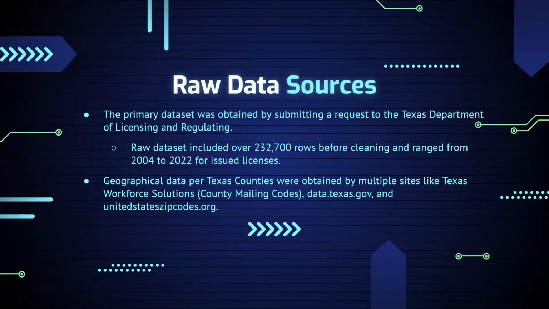So in my request, I simply asked if I could get 3 to 4 years or so. And much to my surprise, they sent me a data set that included over 232,700 rows before the cleaning, and ranged from 2004 to 2022 being the present. That's looking at the issued licenses, because they had a column for issued licenses and then a column for expired licenses. So it's got some data all the way back to 2004.